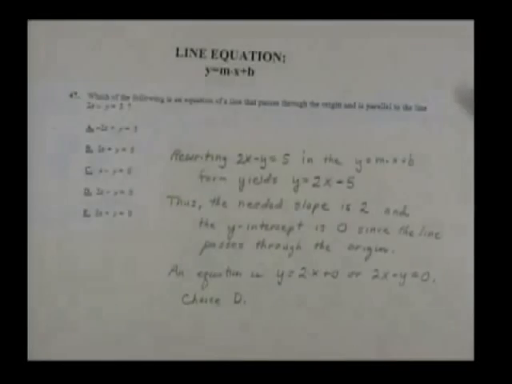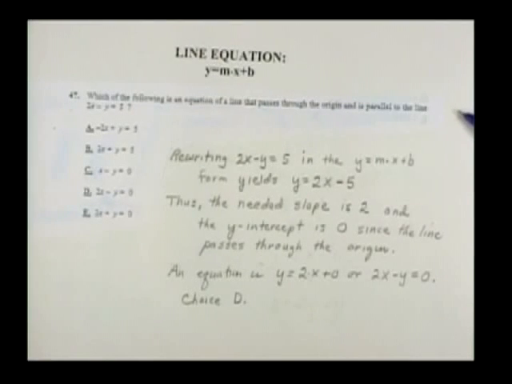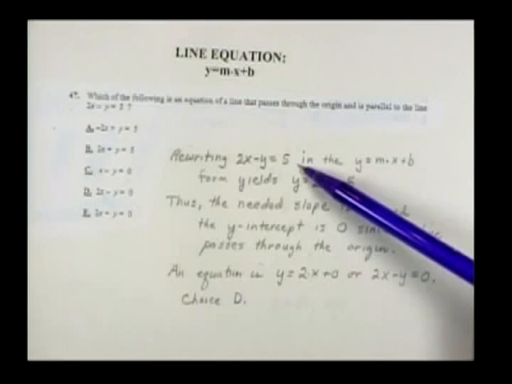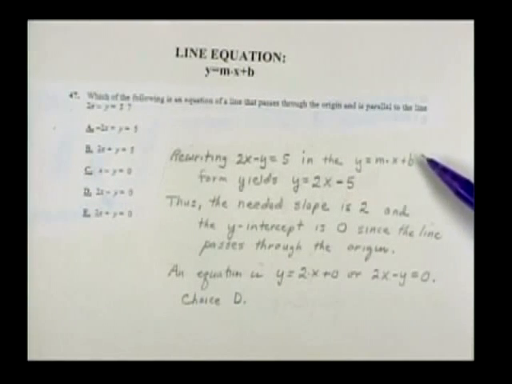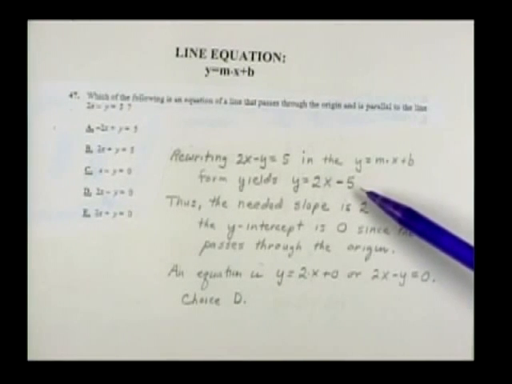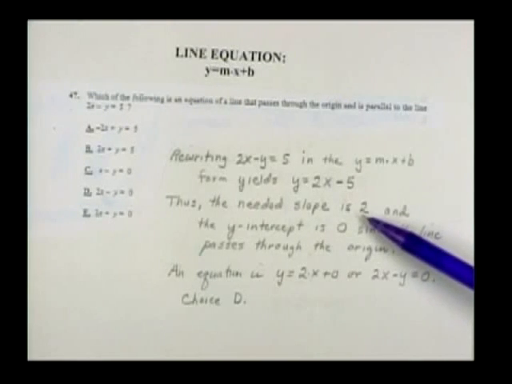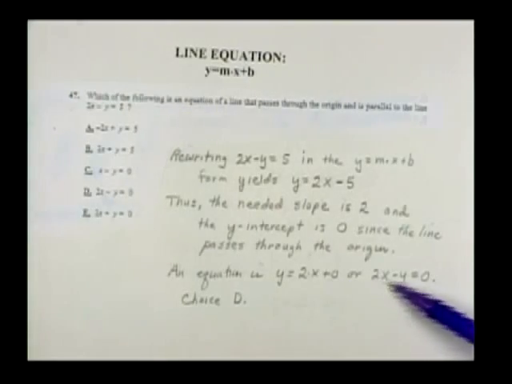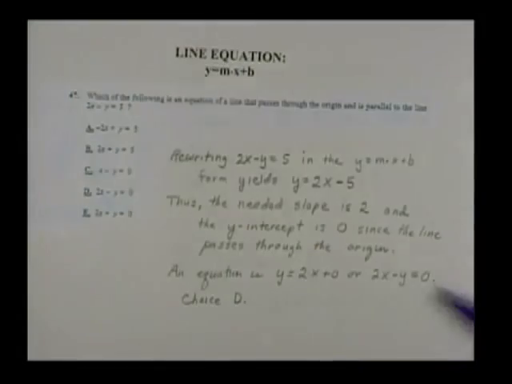Which of the following is an equation of a line that passes through the origin and is parallel to the line whose equation is 2x minus y equals 5? Rewriting the equation 2x minus y equals 5 in the y equals mx plus b form yields y equals 2x minus 5. Thus, the needed slope is 2, and the y-intercept is 0 since the line passes through the origin. An equation is y equals 2x plus 0, or 2x minus y equals 0. The choice is D.